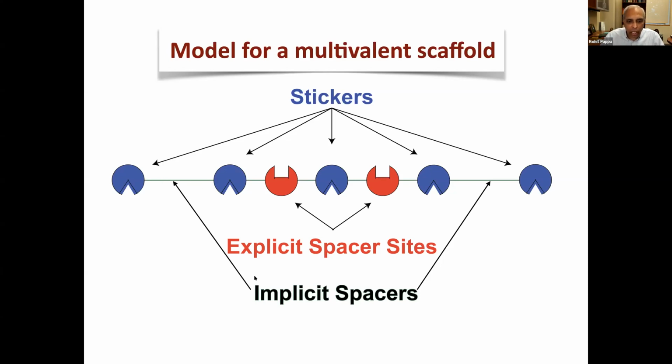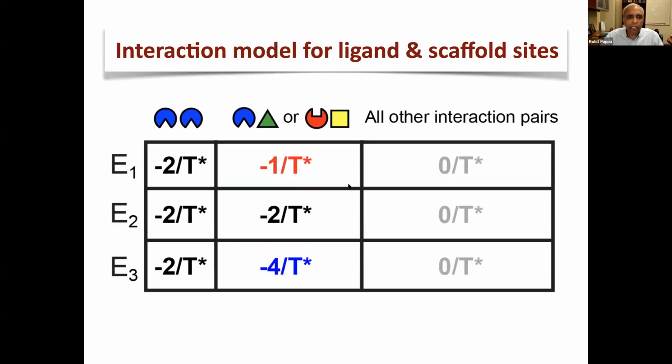Some stickers are connected by implicit zero excluded volume spacers. So we're connecting back to lecture 1. And then instead of implicit spacers, a couple of the spacers are modeled explicitly as red Pac-Men. Our ligand can essentially come in different flavors, but the key point is that we could have ligands that bind to sticker sites or ligands that bind to spacer sites.